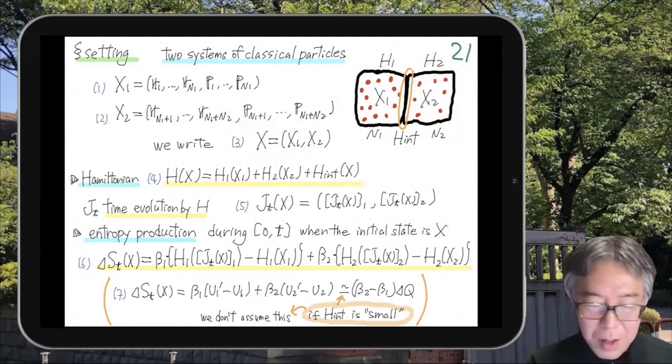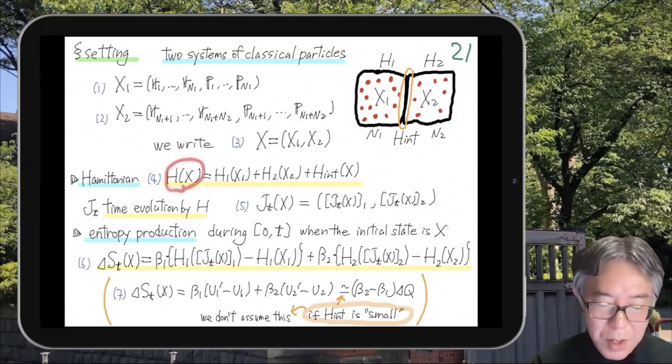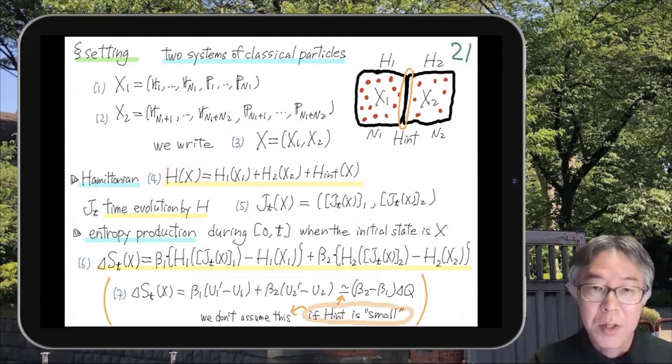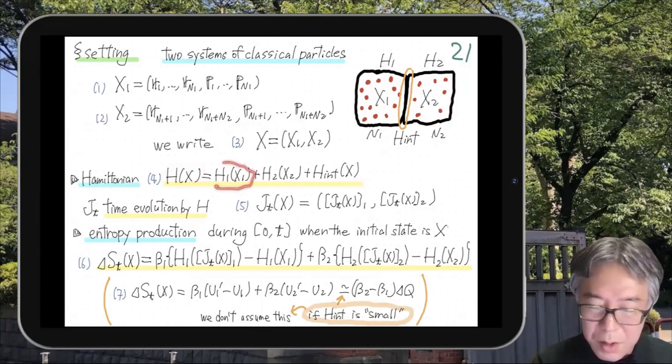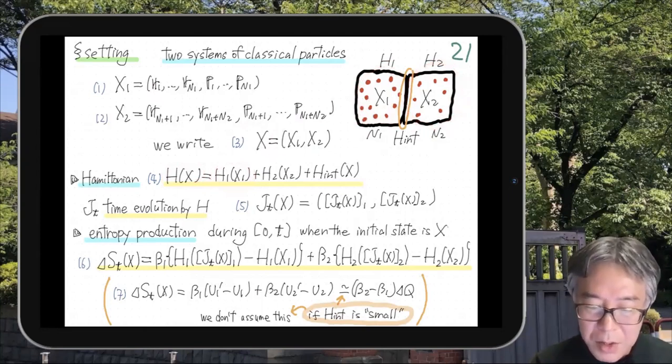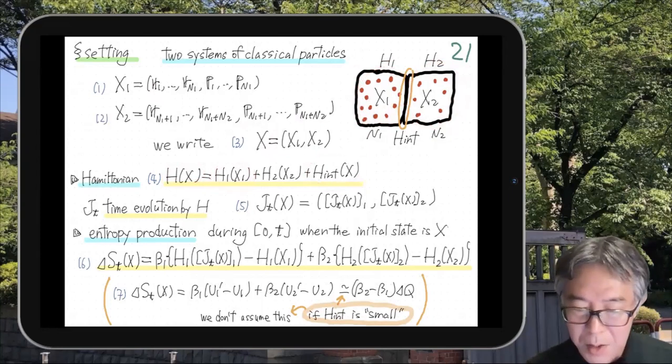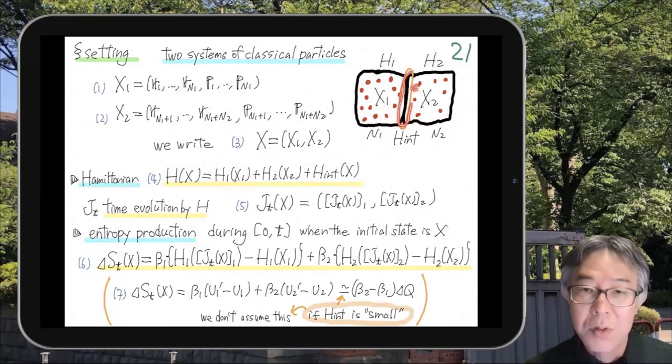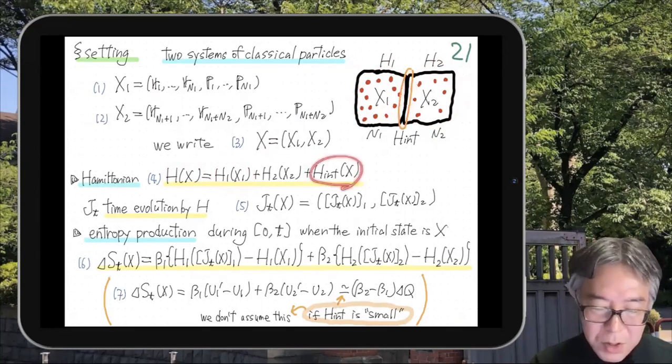Now we consider the Hamiltonian of the whole system. This is H(x), and it consists of three parts, naturally. H1(x1) denotes the Hamiltonian of this part alone. H2 denotes the Hamiltonian of this part alone. And H interaction describes the interaction between the two parts. Probably they interact with each other through some short-range force when they come very close to each other. So usually this is much smaller than H1 or H2.